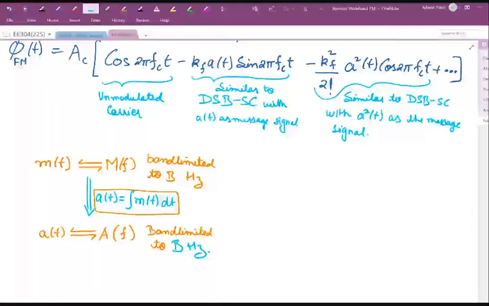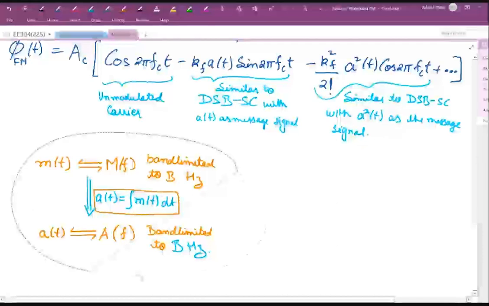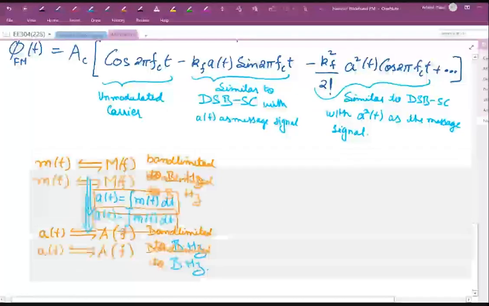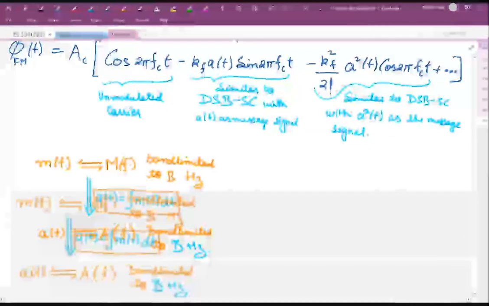Yes, sir. So if this is clear, in that case, if the message signal is band limited to B hertz, then what is the bandwidth for the DSB SC signal? What is the bandwidth of the DSB SC signal? I will put this thing a little down.